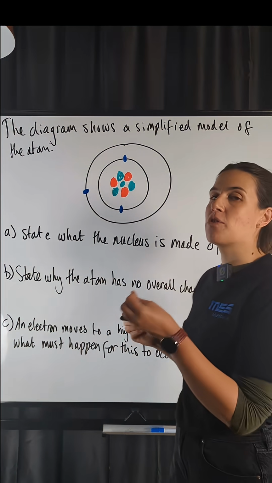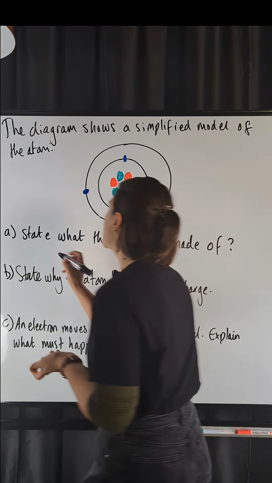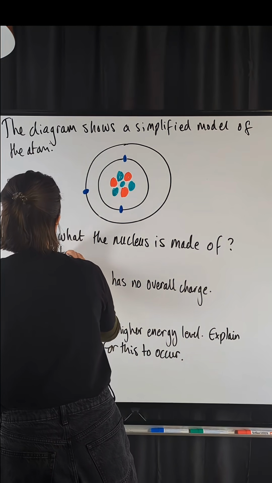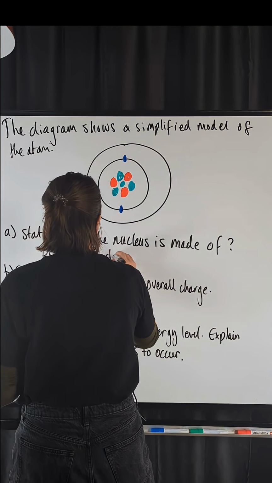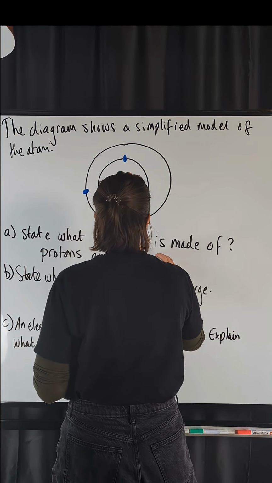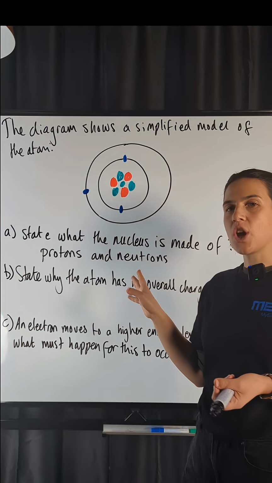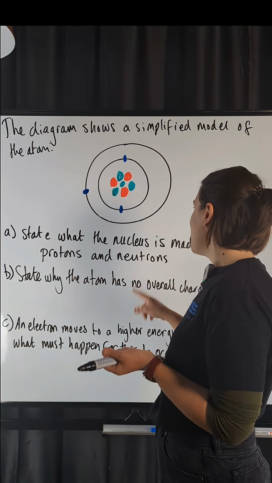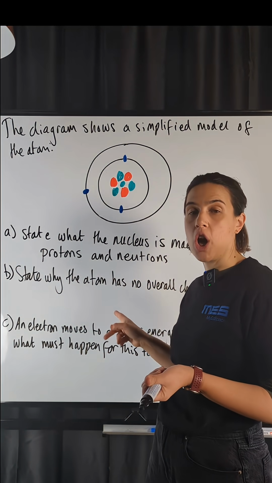The nucleus is made of, remember, the nucleons, which are protons and neutrons. Next up, we need to state why the atom has no overall charge.